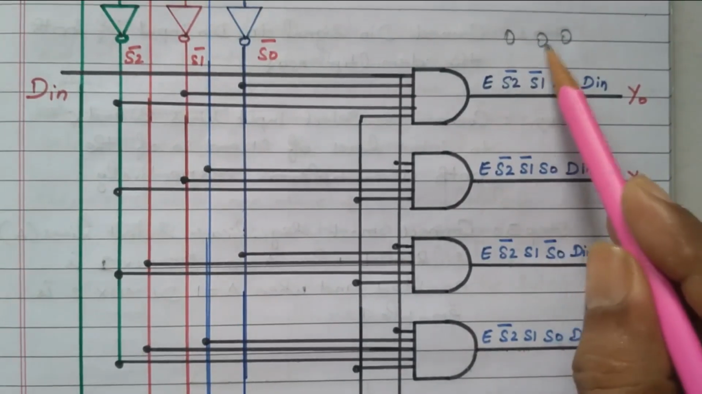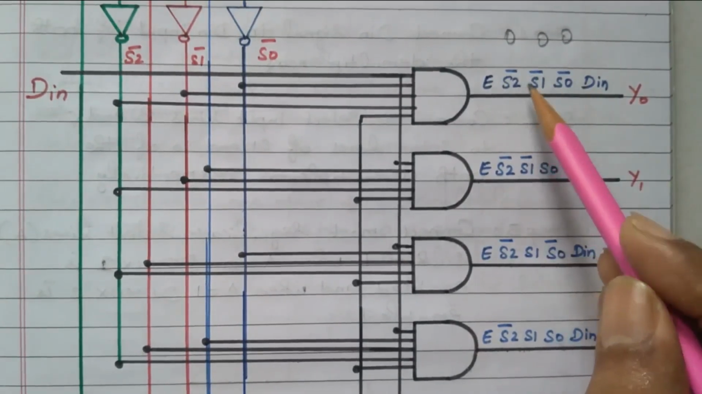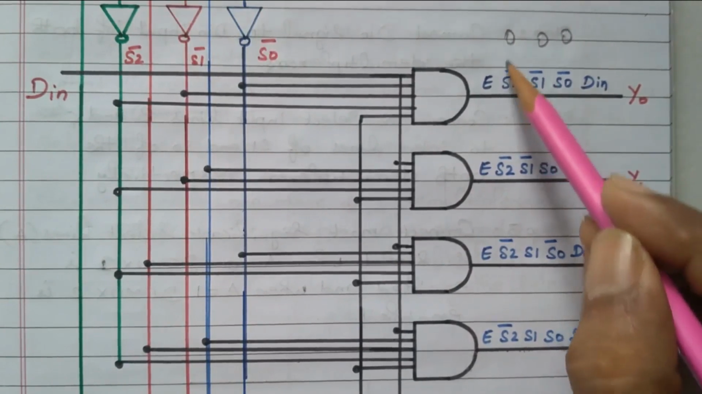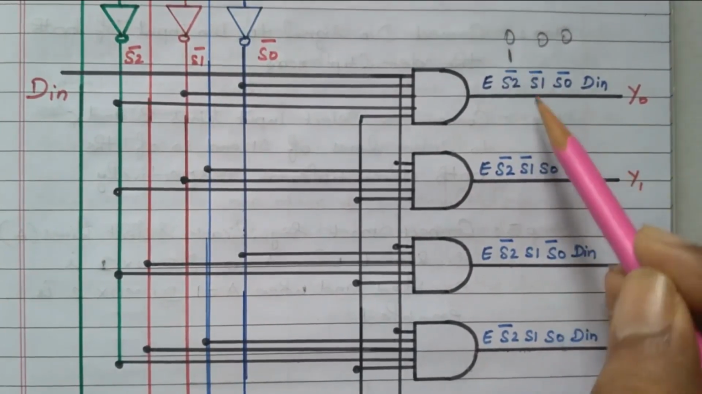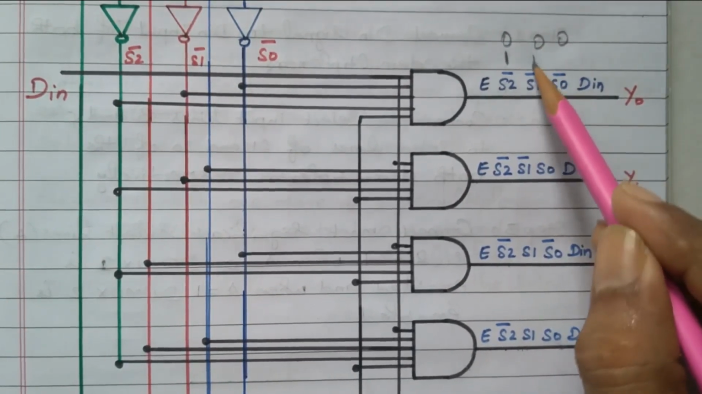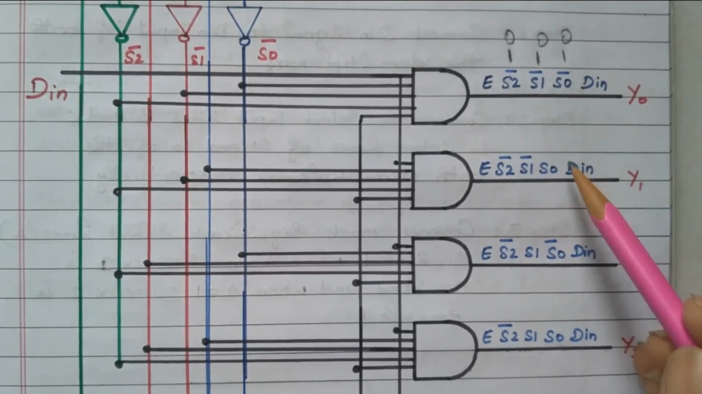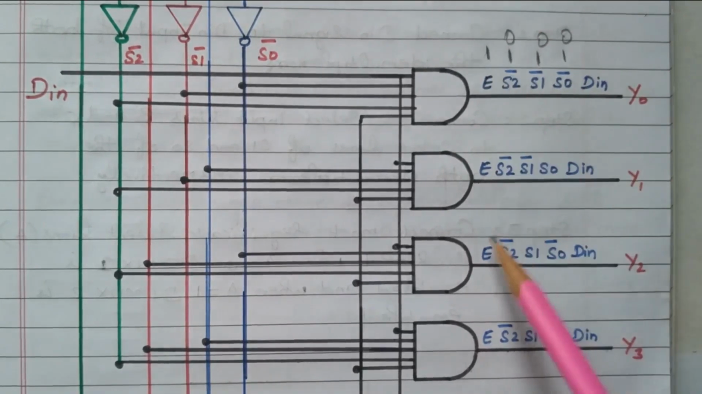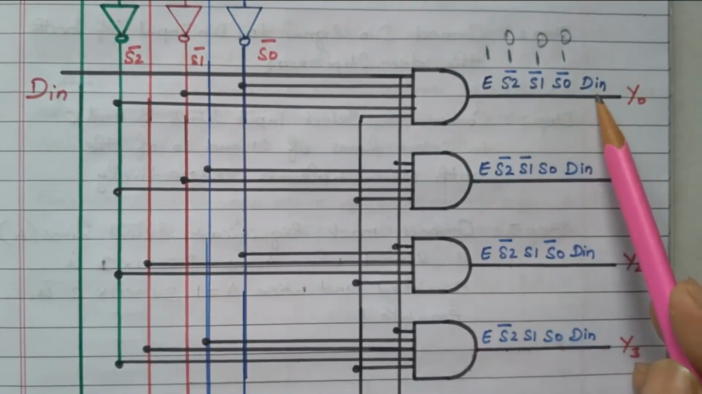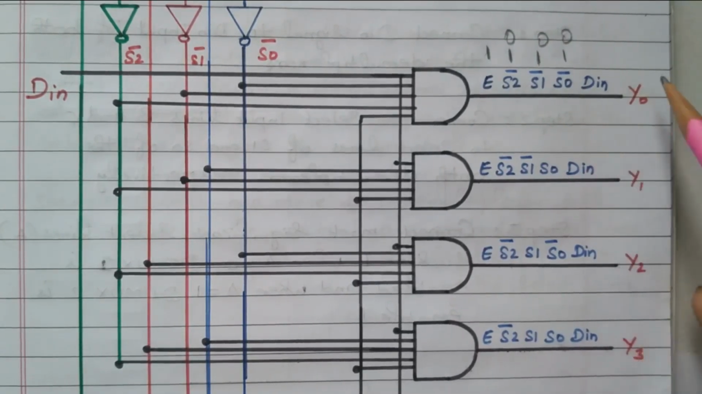For 0, 0, 0, it is connected with the complement. So S2 is 0 means S2 bar will be 1. S1 is 0 means S1 bar becomes 1. S0 is 0 means S0 bar becomes 1. Already enable is 1. So automatically it will produce Y0, which is nothing but D in. The D in, data in, is available in Y0, right?